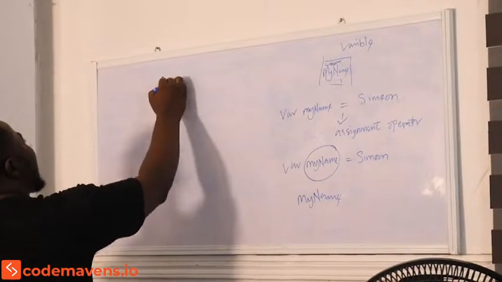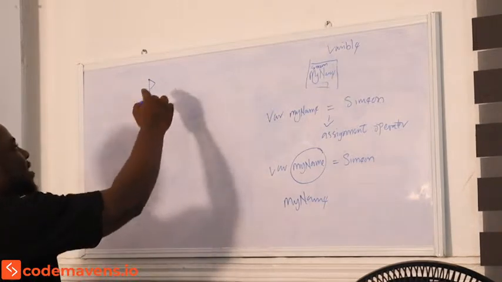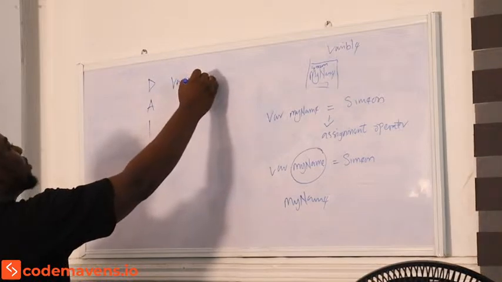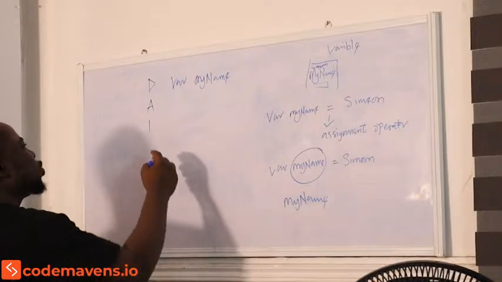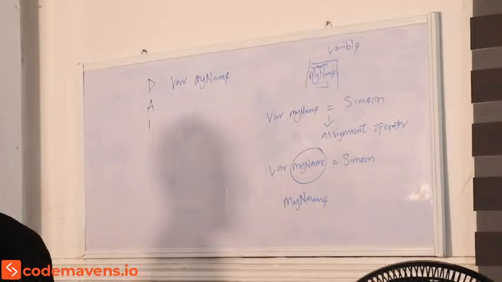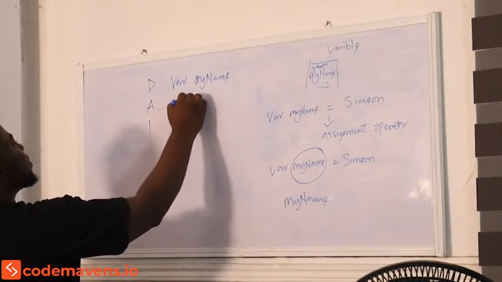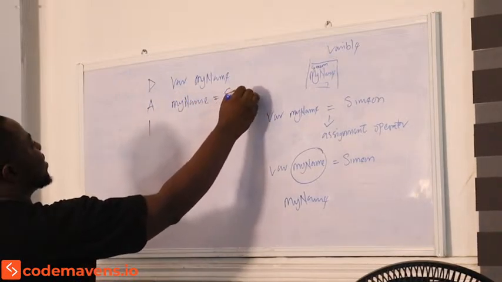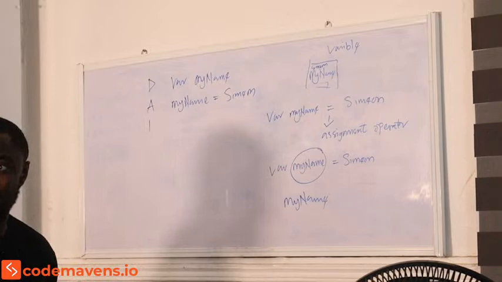Declaring a variable, I want you to remember D-A-I. Declaring is when you are just creating a variable with the keyword var my name. Assigning is when you are assigning to a variable that is already declared, saying my name equals Simeon. That is assigning. But when we are initializing, it means we are declaring and assigning at the same time.